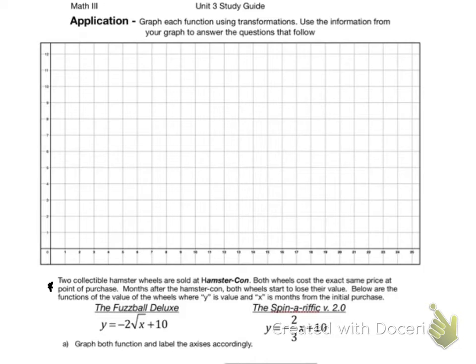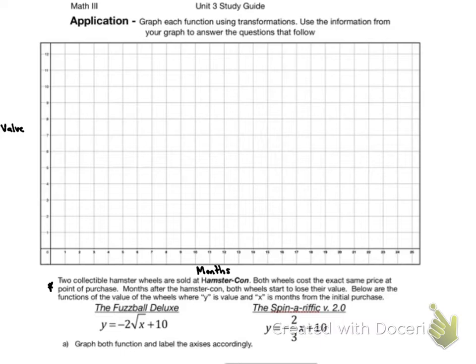So now I can start labeling my axis. Y is the value. So how much the toy is worth, or the wheel is worth at the time. And then it says X is months. So X is months from the initial purchase. So first thing we got to do, we got to start graphing these.